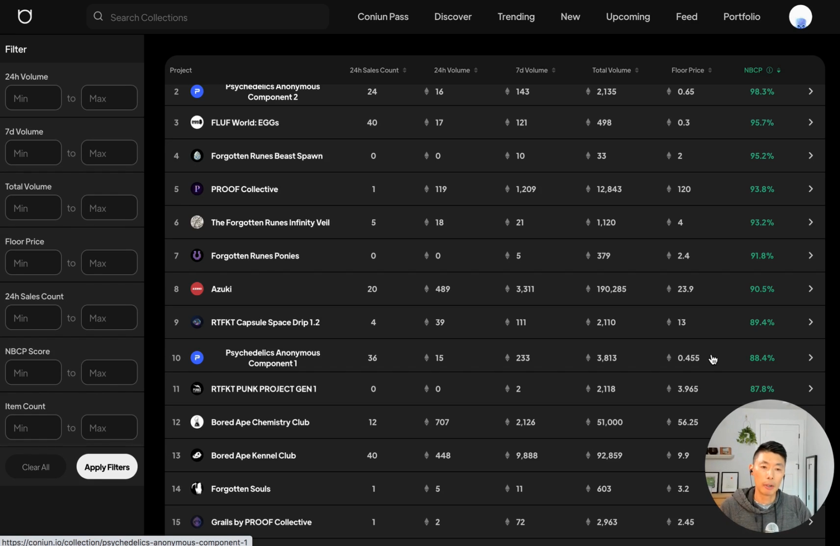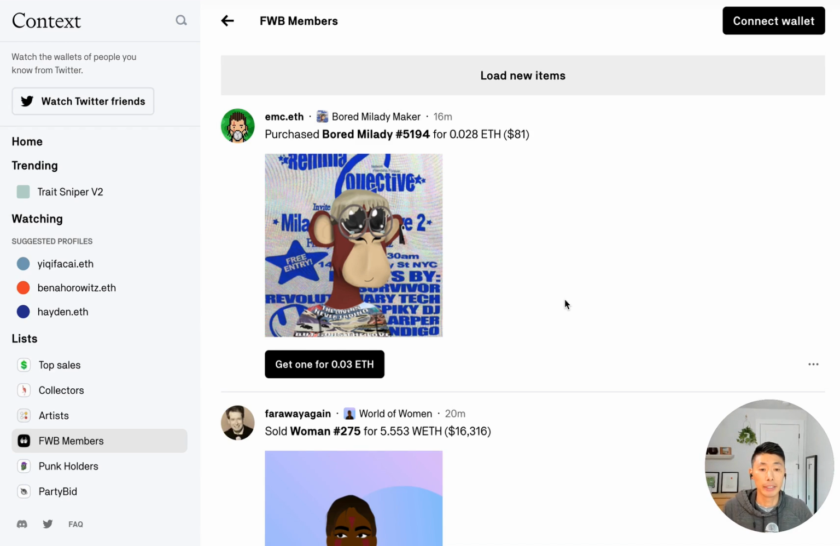So not that I would necessarily buy off of this, but it might just be another data point to say, hey, let's look into this project. Maybe there's some potential here, and it's early. Now, there's another tool that I wanted to share that will also show what whales are buying and basically tracking wallets.